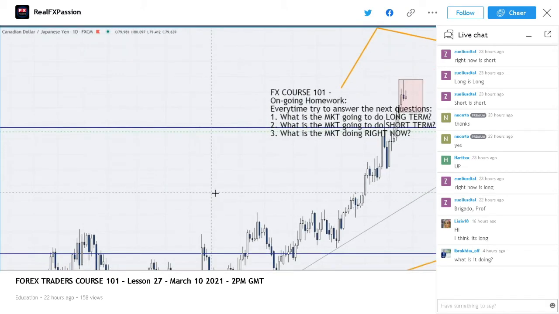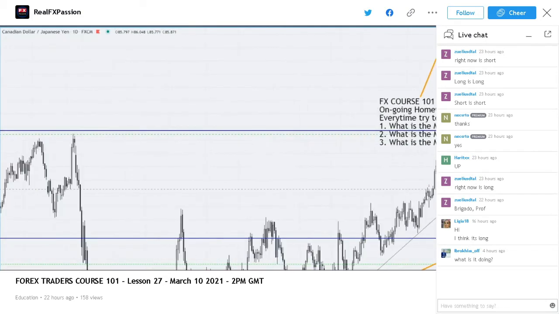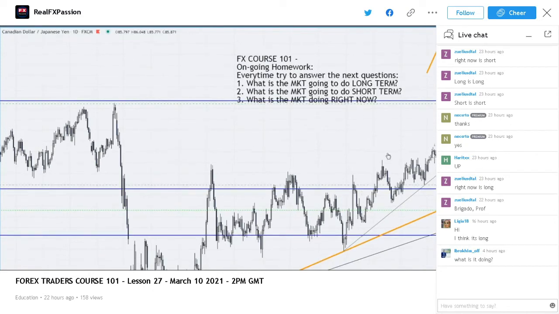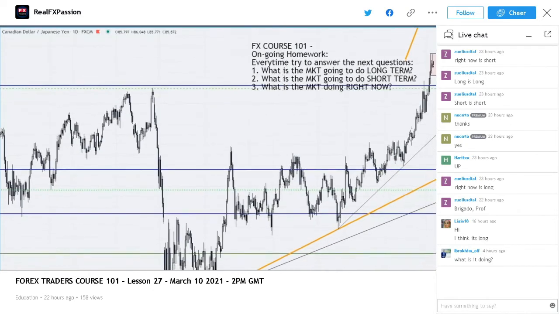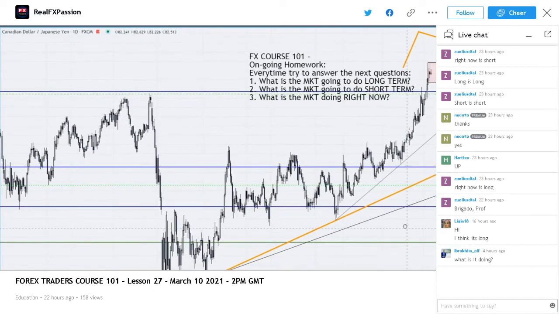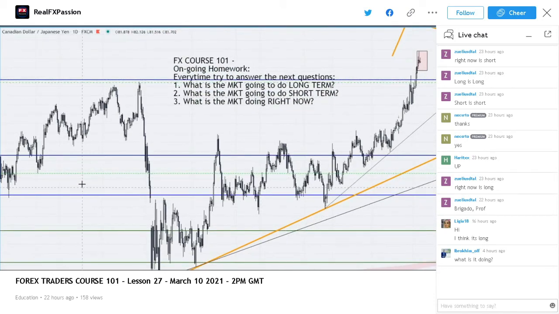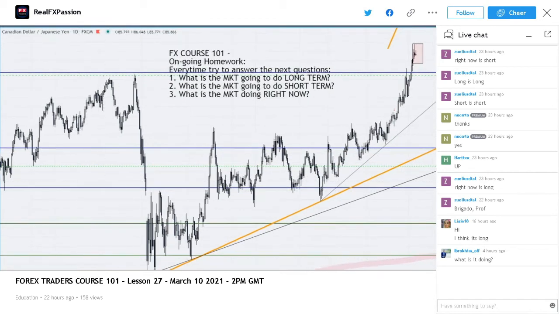I'm messing with entries. So if you look at the chart, beginner traders, if you compress the chart like this, what can you see? You can see that Canada JPY on the daily chart was doing what long term? Extension, retracement, extension. What was the market doing long term?